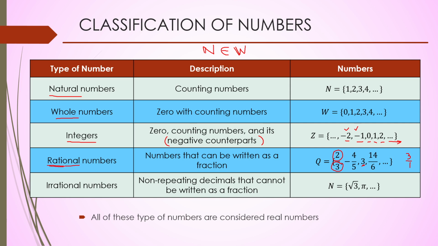The word here is ratio. Ratio is something over something. So that's what we call rational numbers.